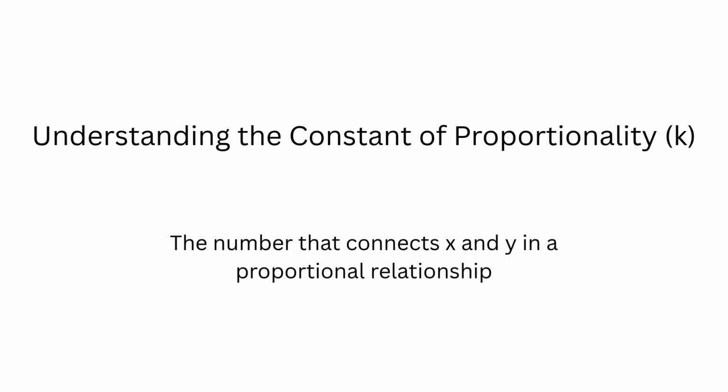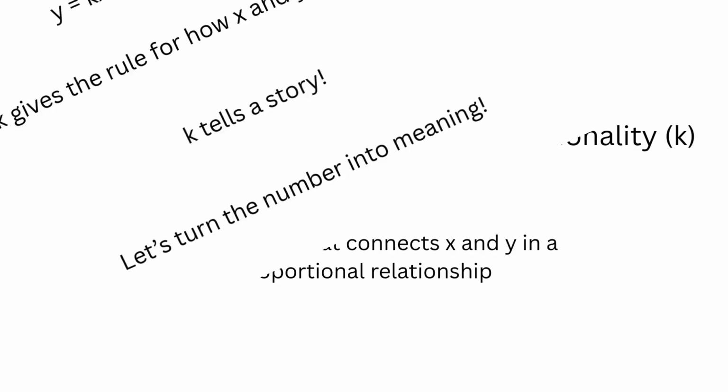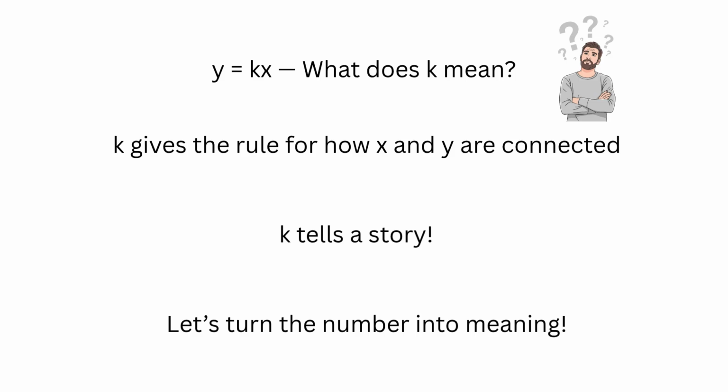Let's learn how to understand and describe the constant of proportionality, the number that shows how two things change together in a proportional relationship. When you see a proportional relationship like y equals kx, the letter k isn't just a number, it tells a story. Let's learn how to translate that number into words with meaning.